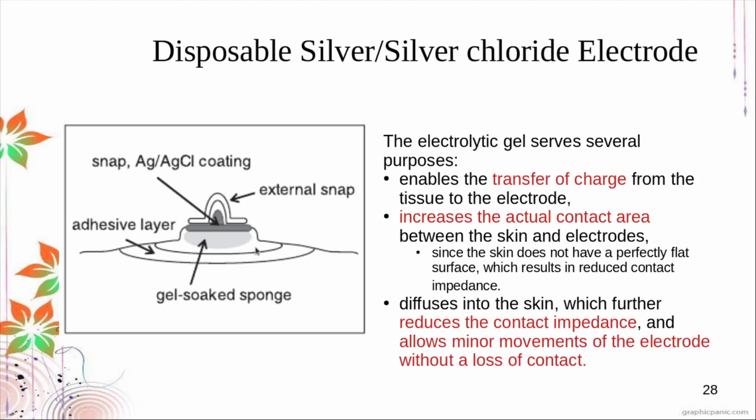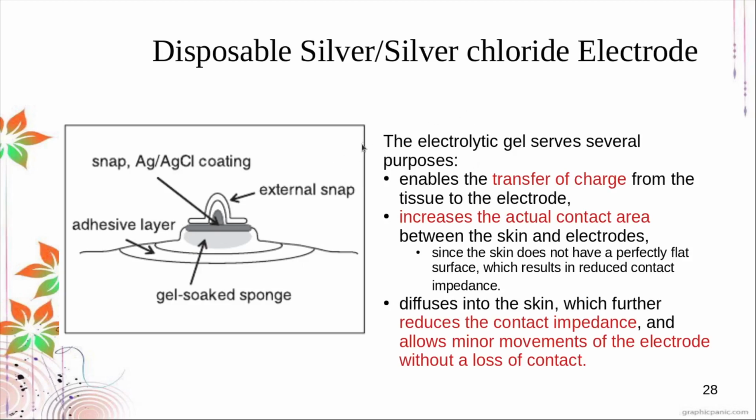The electrodes usually used are silver chloride electrodes. So here is your silver chloride electrode, and you have here a gel, an electrolytic gel, which is a very helpful addition in the sensing. This is actually this instrument here, in cross-section, showing the attachment to the skin. So you have here the adhesive layer.